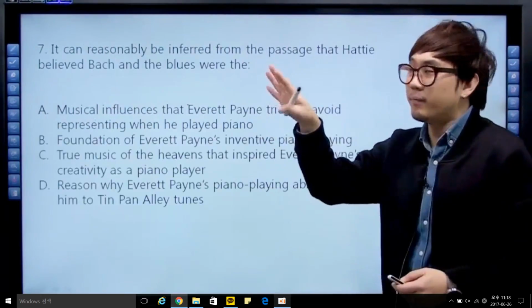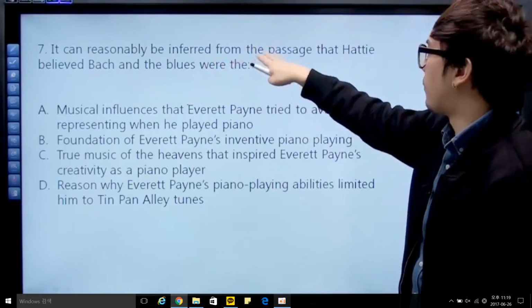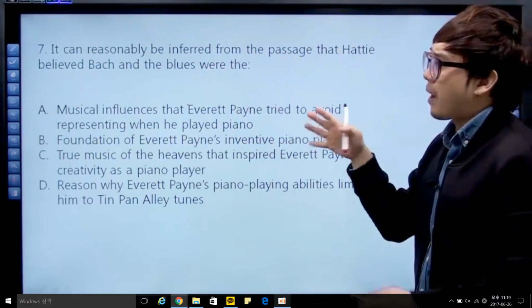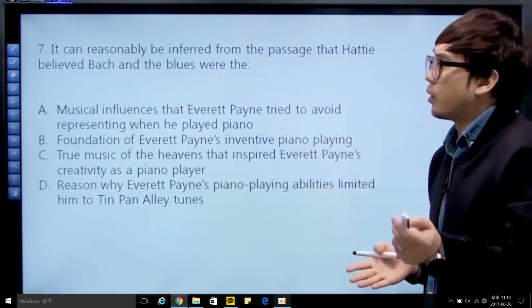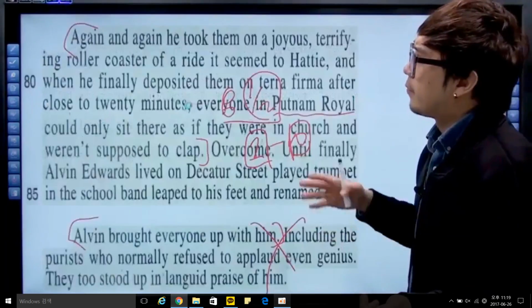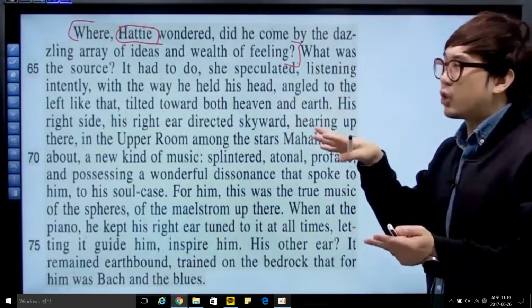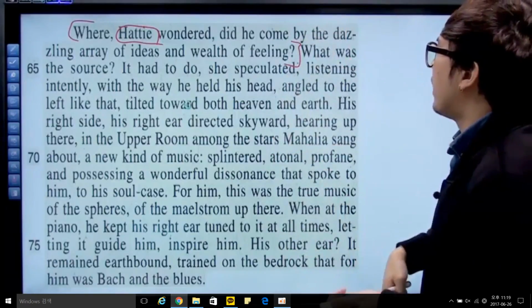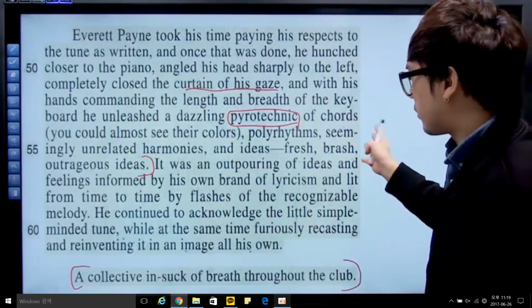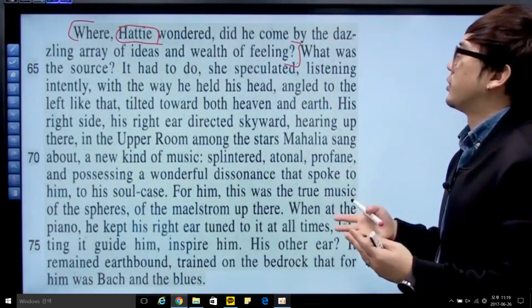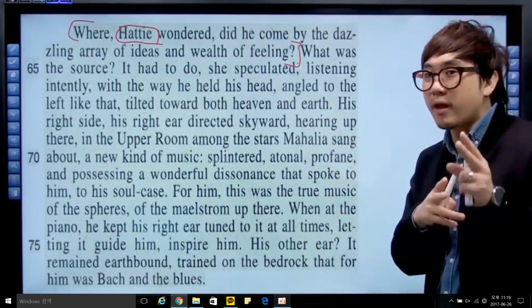Again, question 7. It can reasonably be inferred from the passage that Haiti believed Bach and the blues were what? Bach and the blues would be the keyword. Haiti believed, so Haiti should be the most important part here. Now remember, this shouldn't take long, but let's see this as one of the important parts. Let's see if Bach appears here somewhere, right? This will take you a little bit more than a minute to do.